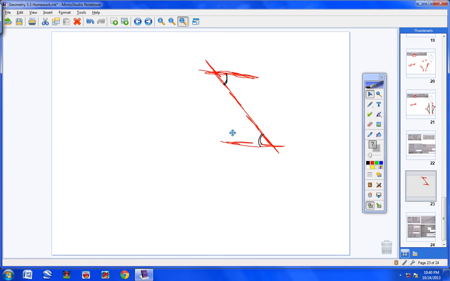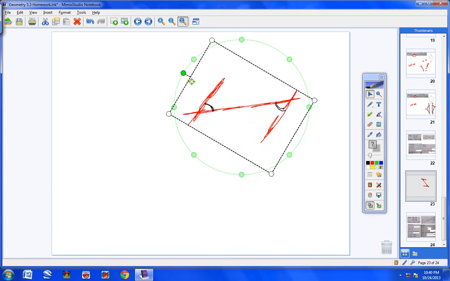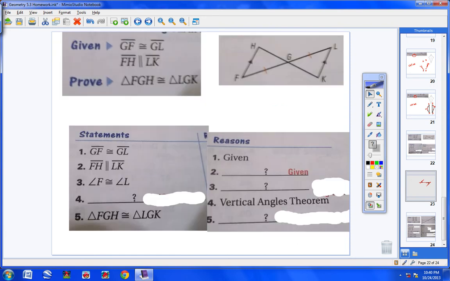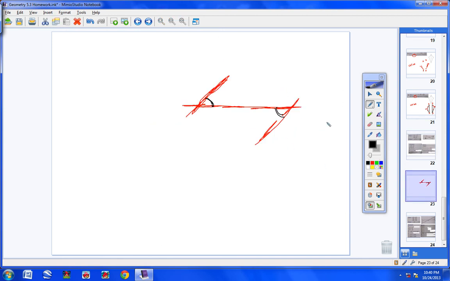Please watch this carefully. There. That's what you have right here, do you not? Sure you do. You have this angle right here congruent to this angle here. Let's go back and look at it again. Right here. Okay? Now, I'd have to rotate it a little.